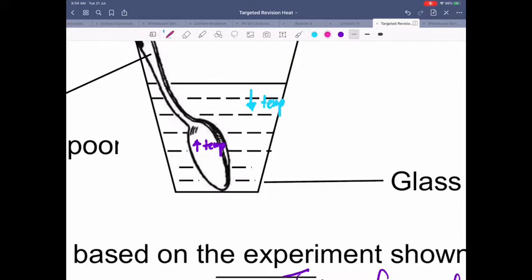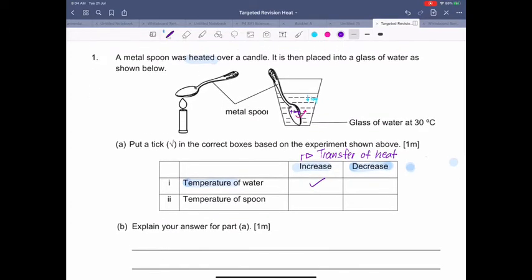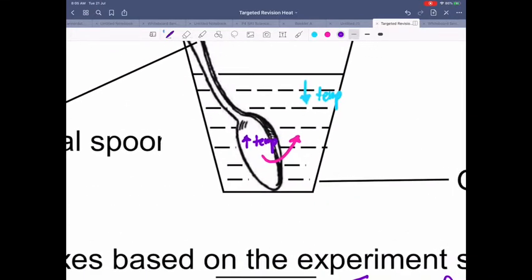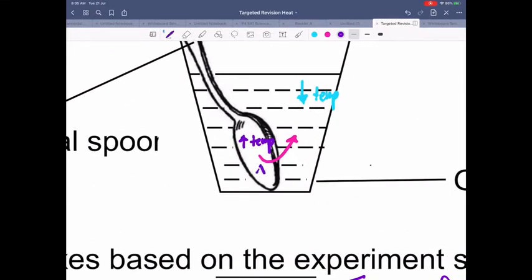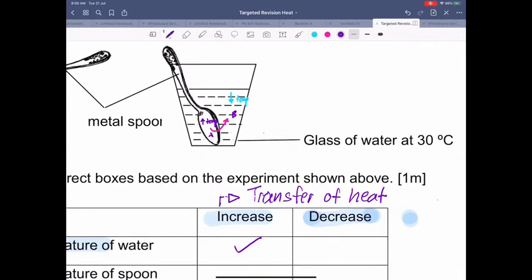Heat will transfer from my spoon to my water, and therefore my water's temperature should be increasing. All right, so therefore the answer is increase. And then for the next part, the temperature of the spoon should decrease because heat has been lost from your spoon over here, region A, to region B. So because heat is being lost from the spoon, your temperature should decrease.